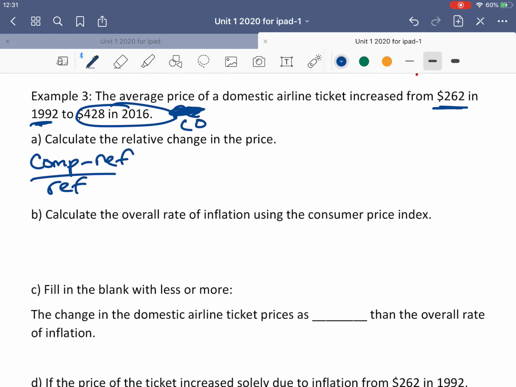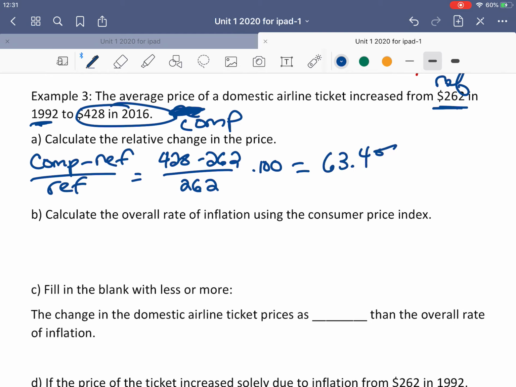Our compared value will be this number from 2016, and our referenced value will be this number from 1992, because reference values, if we have a time frame, are older values. So this is 428 minus 262 over 262. If I want it as a percent, which is how I report relative change, I am going to multiply by 100, and we get 63.4%.